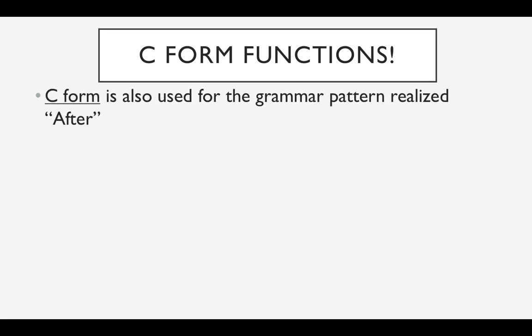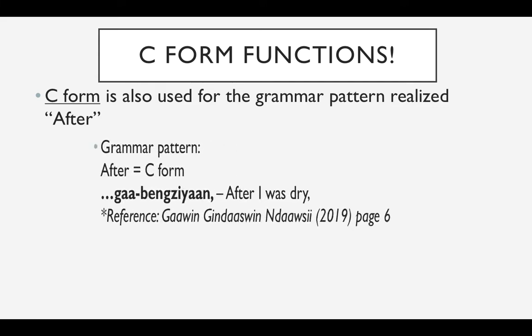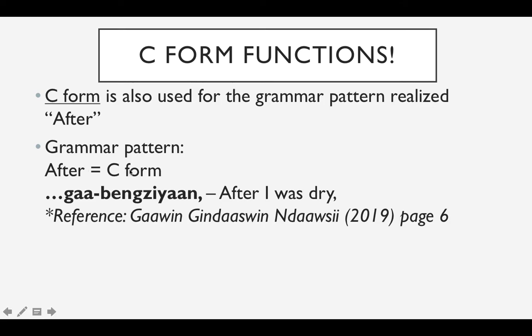C form is also used for the grammar pattern realized after. This is the type of after when it's happened. It's not like the unrealized counterpart where you talk about it theoretically, like after I come home today, I'm going to. It's almost like a future after. It's unrealized, and this realized after is more like after I did this, this happened, and so it's understood that it happened already. So the grammar pattern is just plain C form.